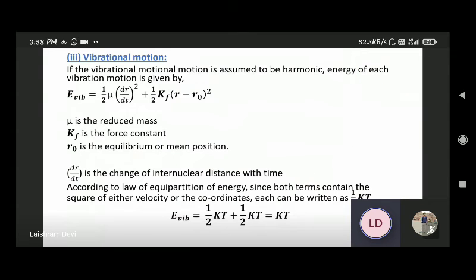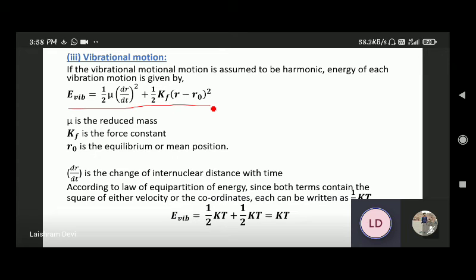ठीक है? So here we will assume that your vibration is simple harmonic vibration. ठीक है? तो when the atoms of the molecule undergo simple harmonic vibration, energy of vibrational motion is given by this, जो यहाँ मैंने दिखाया है. E vibration is written like this.